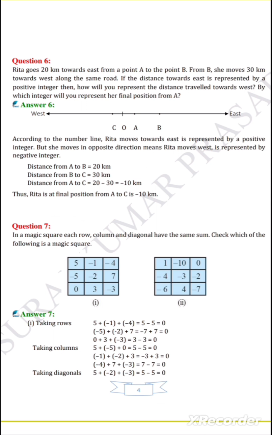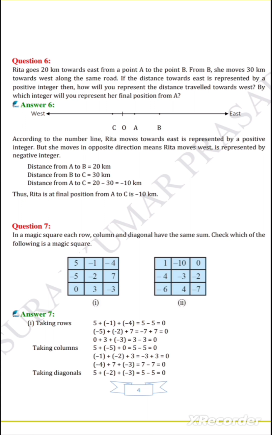Question number 6. Rita goes 20 kilometers towards east from a point A to the point B. From B, she moves 30 kilometers towards west along the same road. If the distance towards east is represented by a positive integer, then how will you represent the distance traveled towards west? By which integer will you represent her final position from A? Here they also show you on a number line.